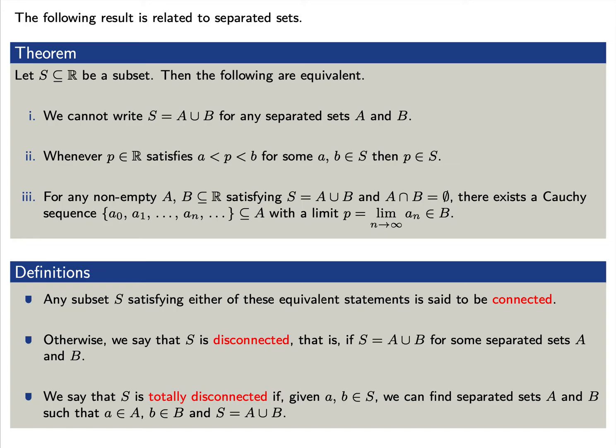We'll say that capital S is totally disconnected if, given two elements lowercase a and lowercase b in capital S, we can find separated sets capital A and capital B such that lowercase a is in capital A, lowercase b is in capital B, and capital S is the union of capital A and capital B.